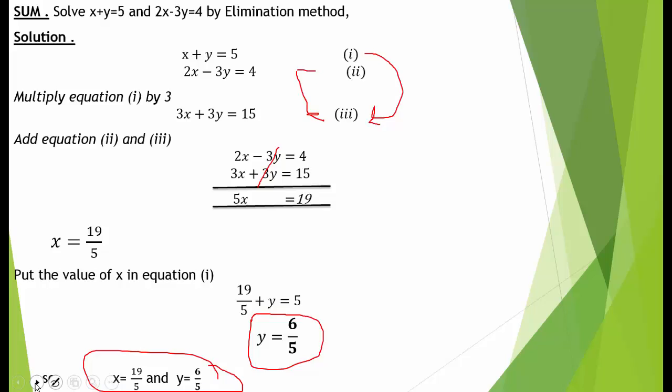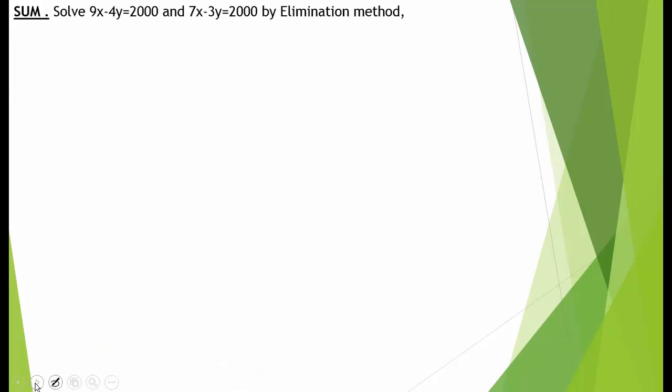Now our second numerical is: solve 9x minus 4y equals 2000 and 7x minus 3y equals 2000 by using the elimination method. In these equations, to make the coefficient of y numerically equal, we have to multiply the first equation by 3 and the second equation by 4, so that this will become minus 12y and this will become minus 12y.